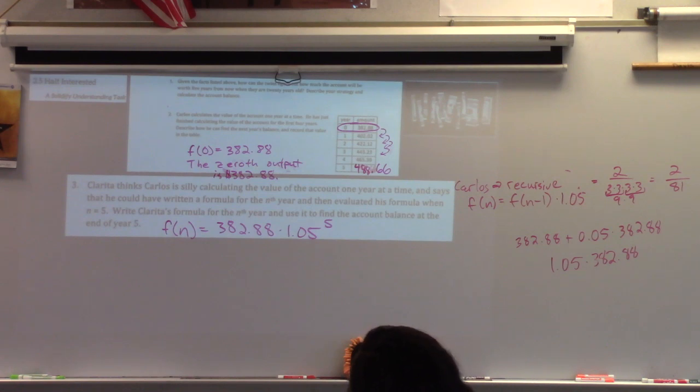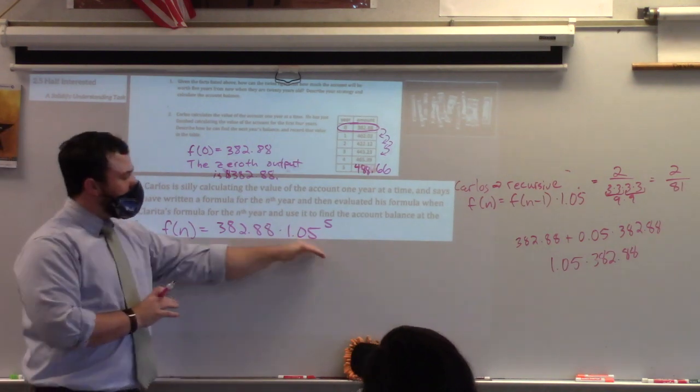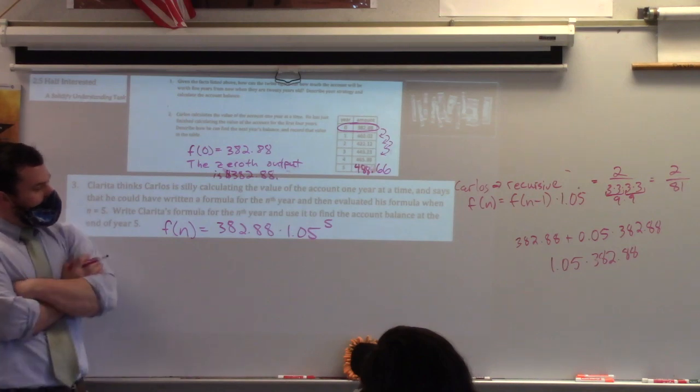So 382.88, that is the starting output. We all get with that idea? Mm-hmm. Okay, so then why is Donovan multiplying by 1.05, Cheyenne?